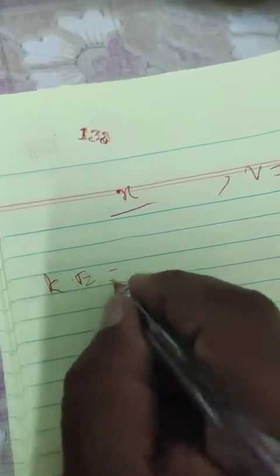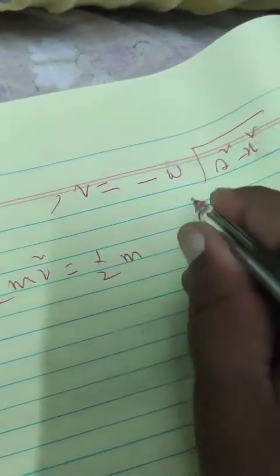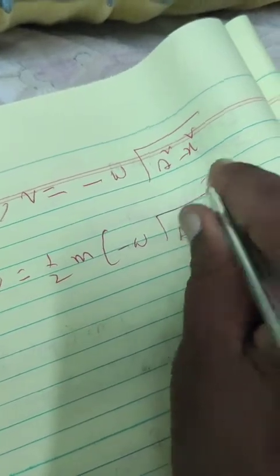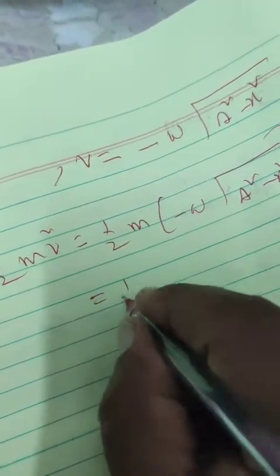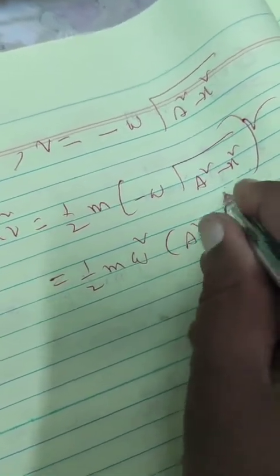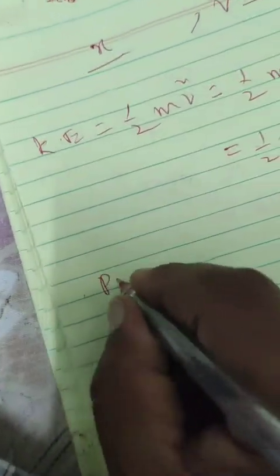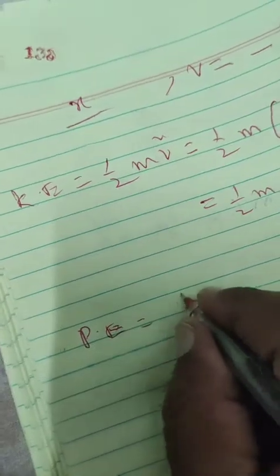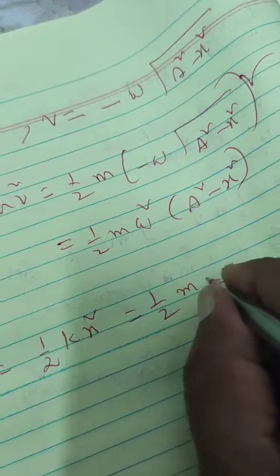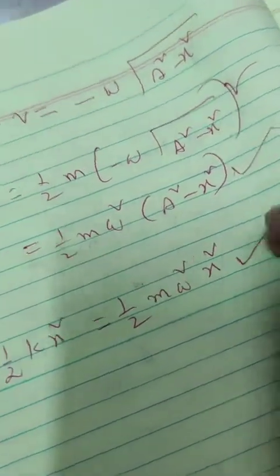Kinetic energy is given by half m velocity square. Half m velocity square means minus omega root a square minus x square whole square. If you expand this, half m omega square into a square minus x square. This is the expression for kinetic energy. Now potential energy: in case of spring, you can use half k x square. So half k means m omega square in case of spring, into x square. So this is the expression for potential energy and this is the expression for kinetic energy.